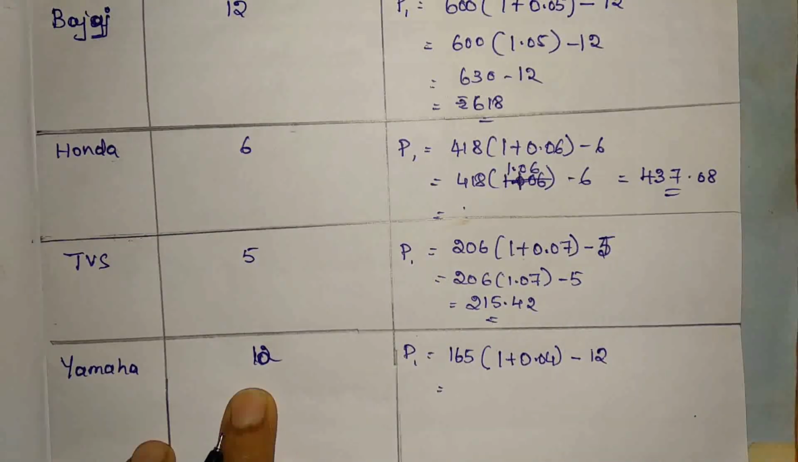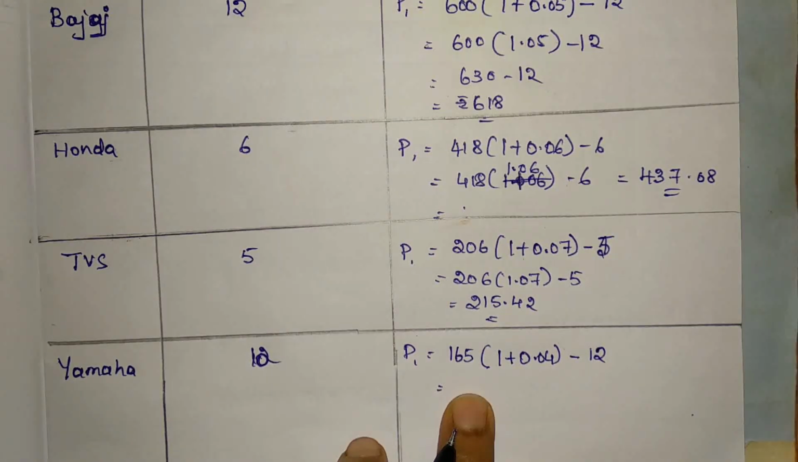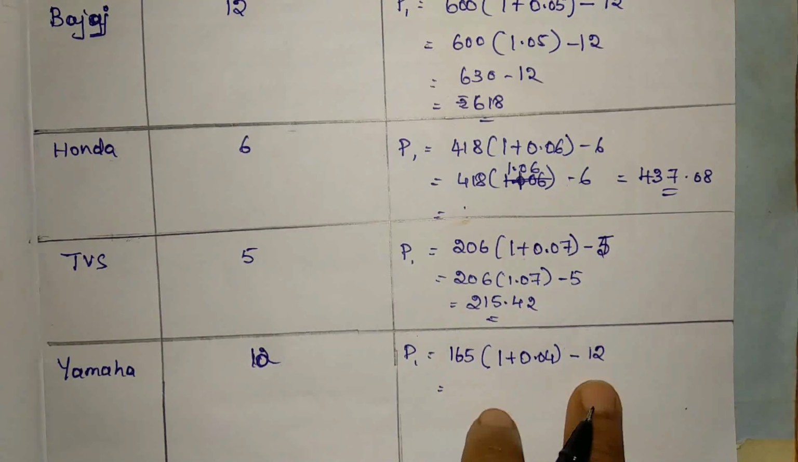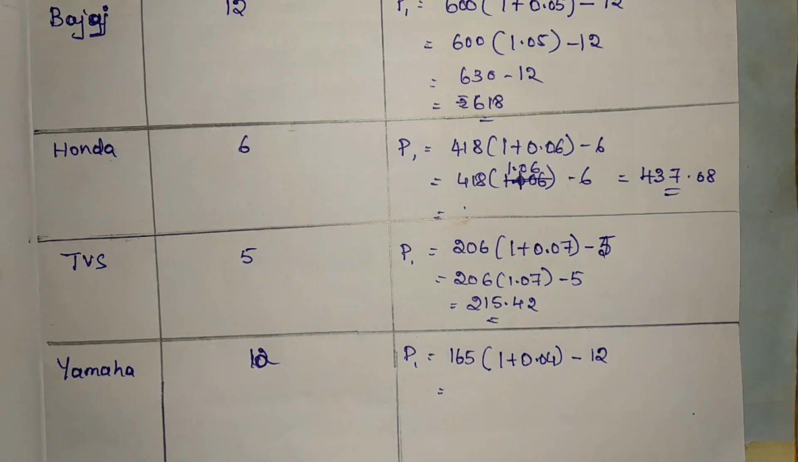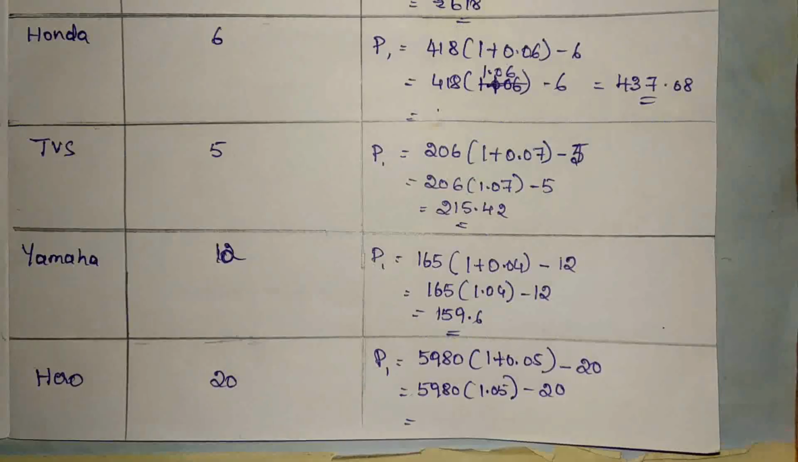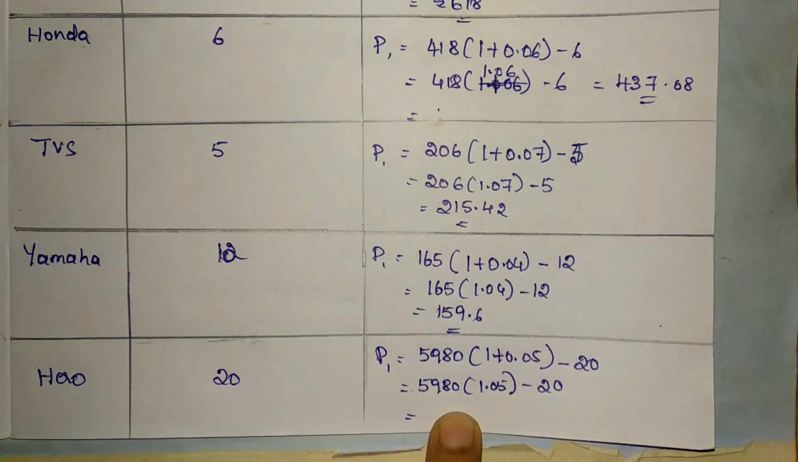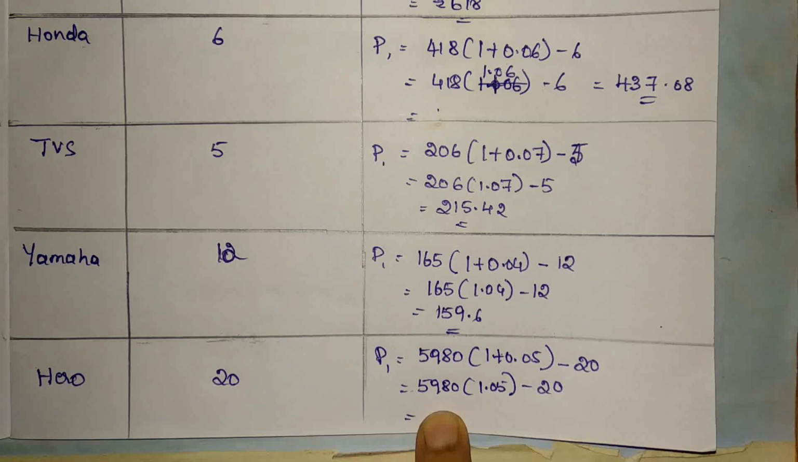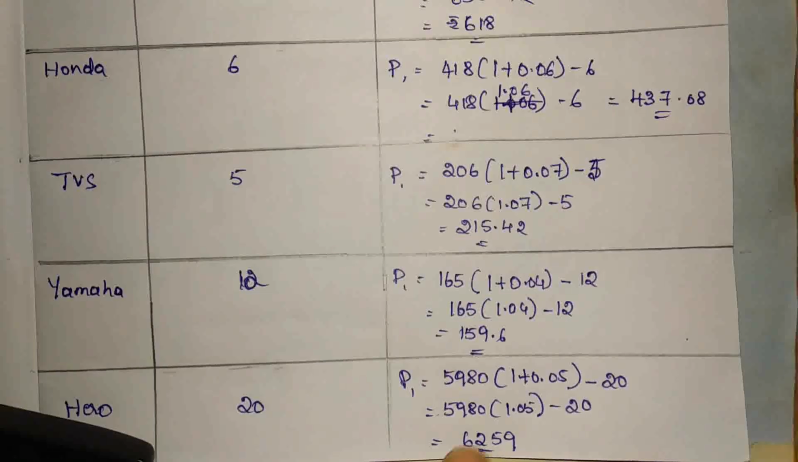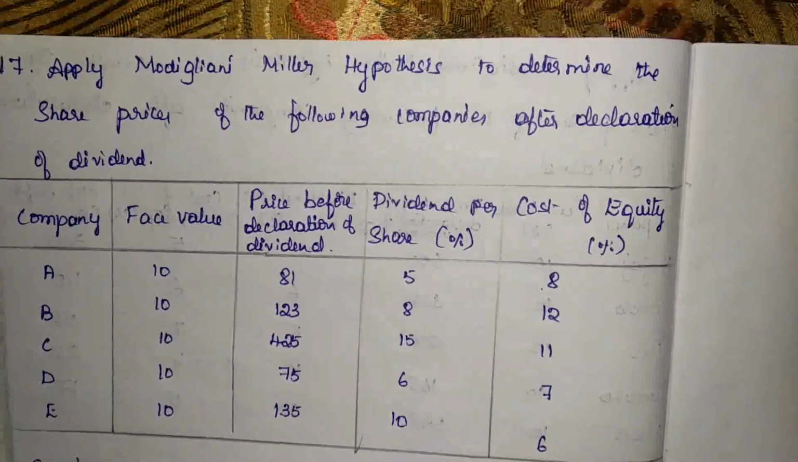Fourth company: its dividend per share is rupees 12, and the price after declaration of dividend is equal to 165, the price at the beginning, into 1 plus KE 4%, 4 by 100, it is 0.04, minus 12, the dividend. So the price after declaration of dividend is rupees 156.6. The last company: dividend per share is rupees 20, so the price after declaration of dividend is 5,980 into 1 plus 0.05, minus 20, so the price is rupees 6,259.